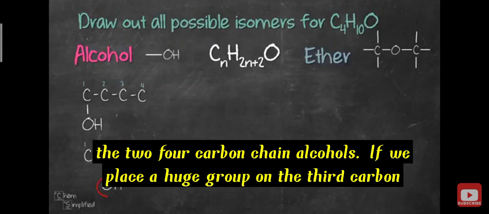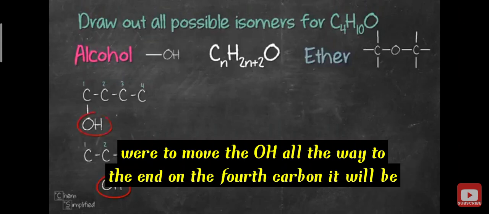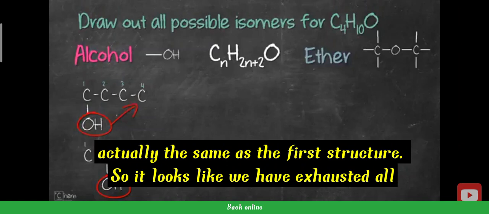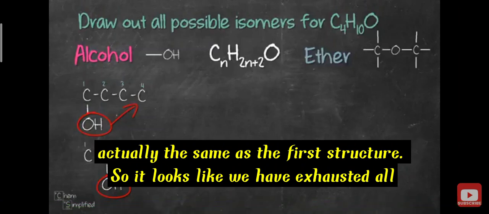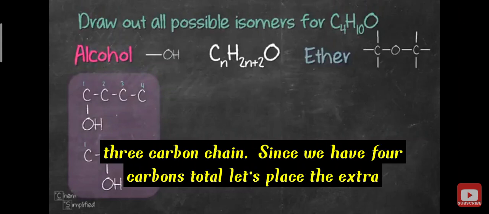If we place the OH group on the third carbon, it'll be the same as the second structure that we have drawn. Also, if we were to move the OH all the way to the end on the fourth carbon, it will actually be the same as the first structure. So it looks like we have exhausted all possibilities for the 4-carbon chain alcohol. In that case, let's move on to the 3-carbon chain.